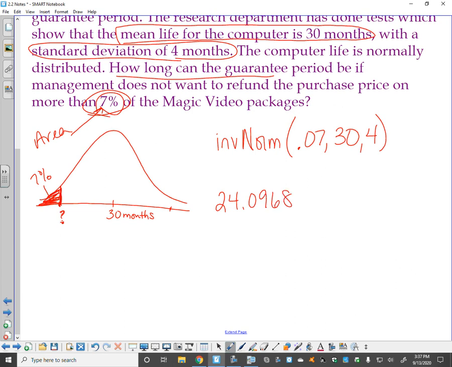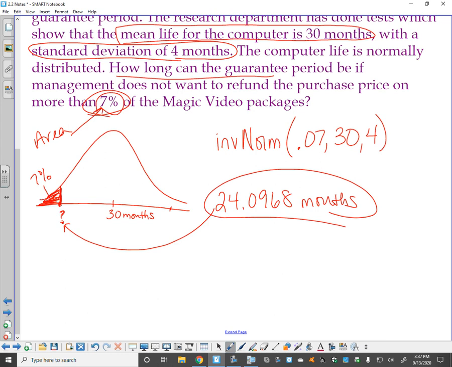Now, please don't put a percent sign on this. This is not area. This is that number right there. This is months. The question said, how long can the guarantee period be? Well, it can be about 2 years. 24.0968 months should only cause us to refund 7% of our purchasers. Okay, so what I have circled is your answer.